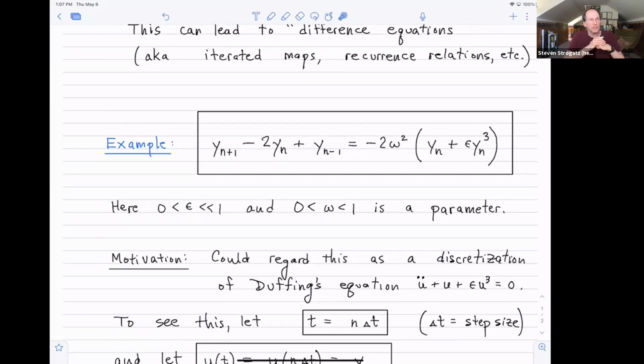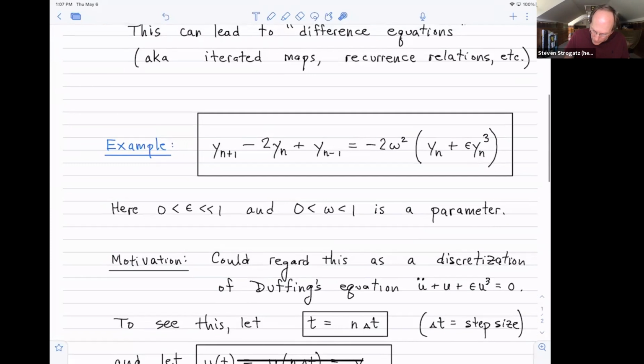You may remember when I first introduced the method of multiple scales, we were talking about something called Lindstedt's method, Poincaré-Lindstedt. And so at that time, we did look at this Duffing equation, u double dot plus u plus epsilon u cubed is 0. That was a nonlinear oscillator with a spring that got stiffer or could also soften depending on the sign of epsilon as we stretch the spring.